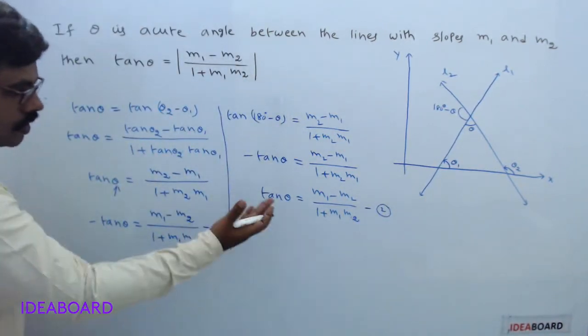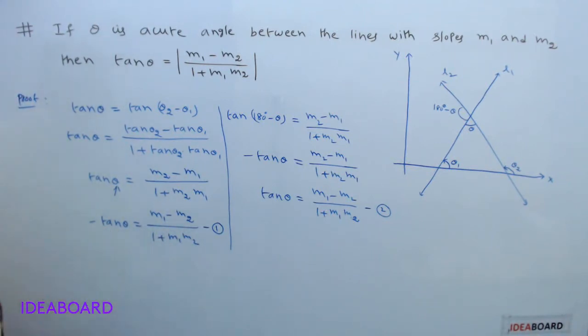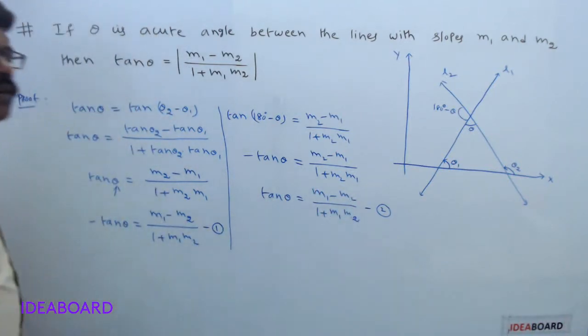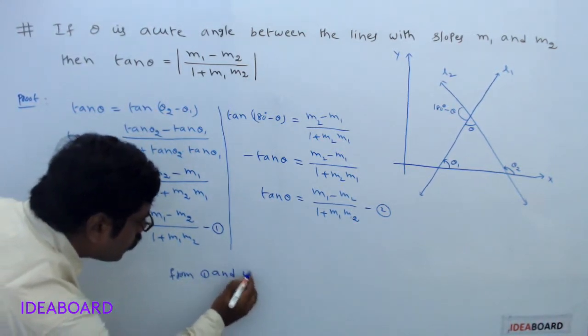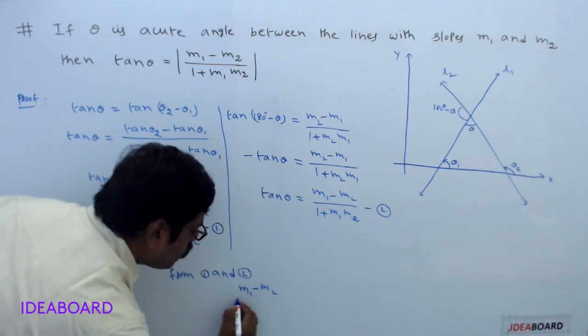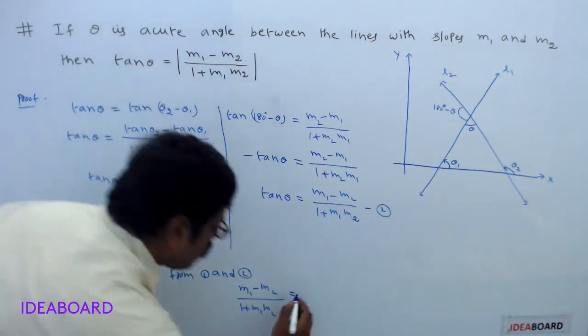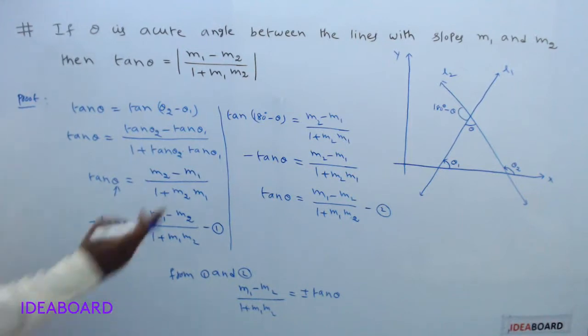So from equations 1 and 2, m1 minus m2 divided by 1 plus m1 m2 equals minus tan theta, and m1 minus m2 divided by 1 plus m1 m2 equals tan theta. So from 1 and 2, m1 minus m2 divided by 1 plus m1 m2 equals plus or minus tan theta. It can be taken as plus or minus tan theta.